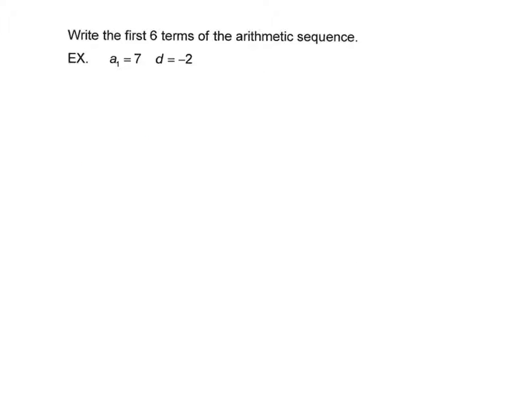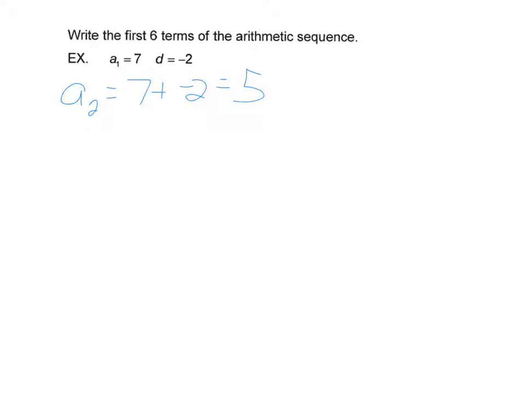So this example wants us to write the first 6 terms of the arithmetic sequence, given the first term is 7 and that the common difference is -2. So -2 will be continually added to get from one term to the next. The first term is 7. The second term would be 7 plus -2, which is 5.